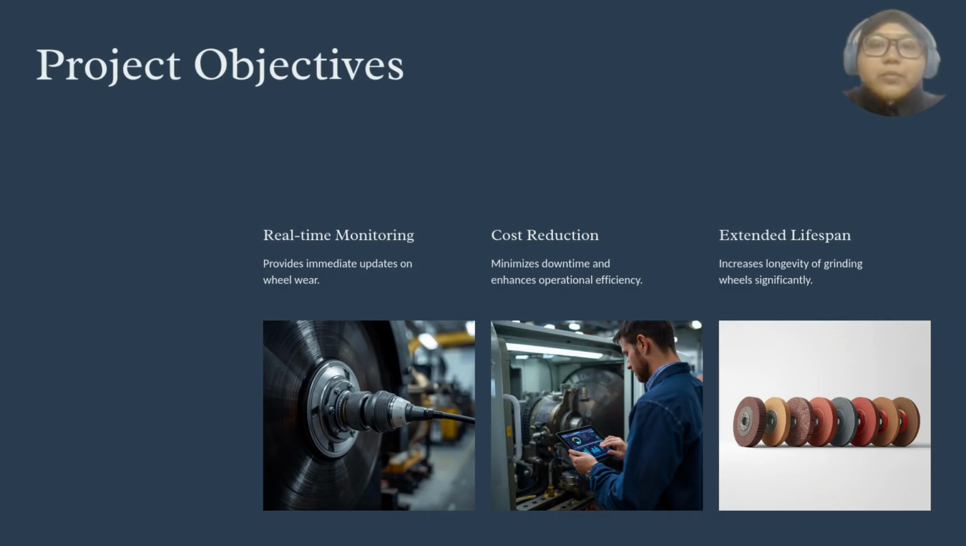Next, I will present about the project objective. This slide shows the objectives of our project. The first objective is real-time monitoring. This means the system can check the grinding wheel condition while the machine is running. The second objective is cost reduction. When we know the wheel condition early, we can avoid machine breakdown and reduce maintenance costs.